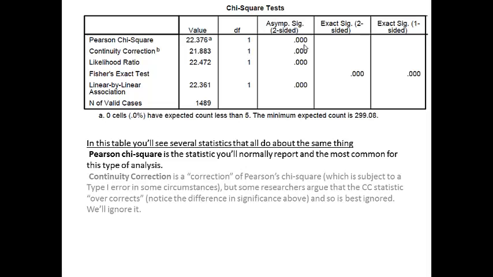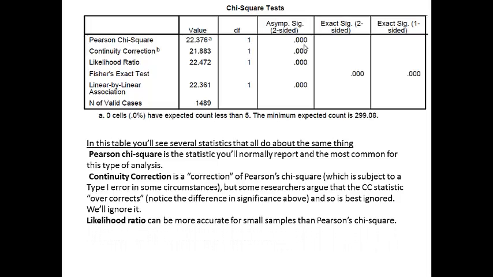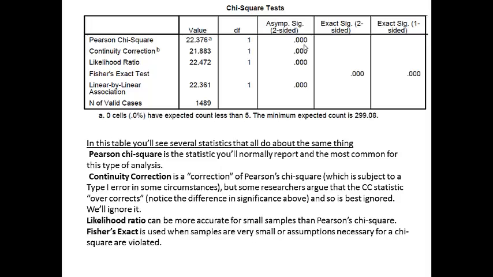In addition to the chi-square, we see a continuity correction and a likelihood ratio. So if we had a very small sample, we could look at that as sort of a backup plan to even our chi-square. And Fisher's exact, as I told you before, is used when samples are really small or we have violated even the assumptions for a chi-square.